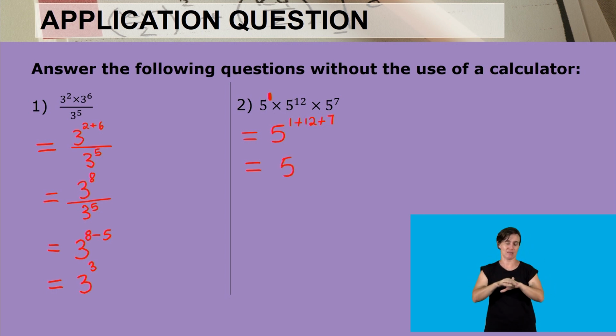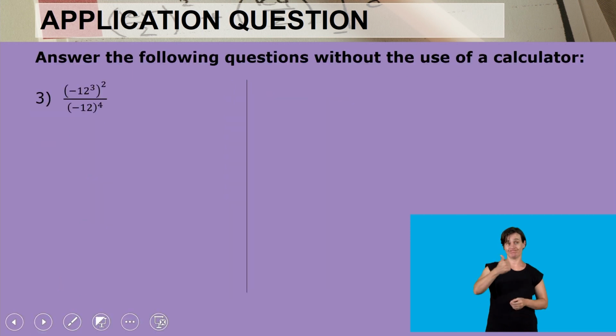So our answer is going to be 5 as a base, and as an exponent we are going to say 1 plus 12, which is 13, plus 7 will give us an exponent of 20. Let's move on to the next question.